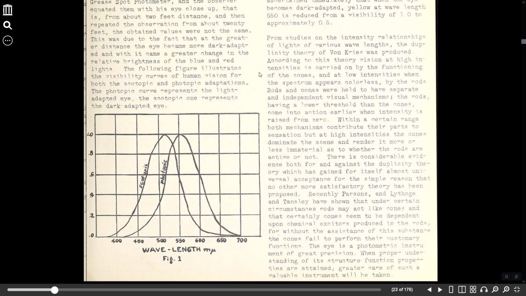There is considerable evidence both for and against the duplicity theory, which has gained for itself almost universal acceptance for the simple reason that no other more satisfactory theory has been proposed. Recently, Parsons and Lithoge and Tansley have shown that under certain circumstances, rods may act like cones, and that certainly cones seem to be dependent upon chemical exciters produced in the rods, for without the assistance of this substance, the cones fail to perform their customary functions.